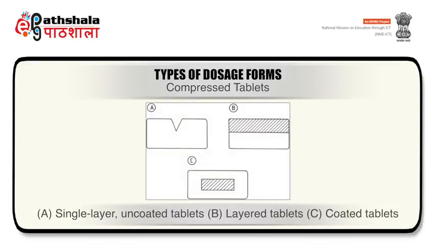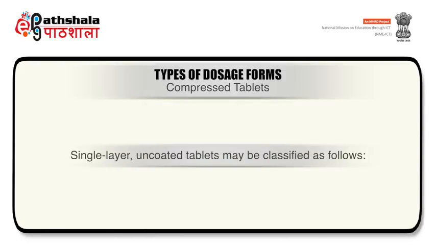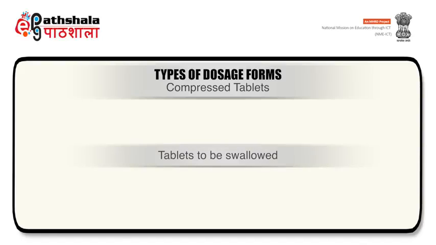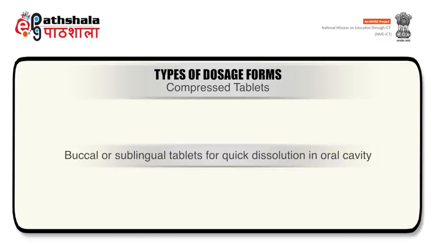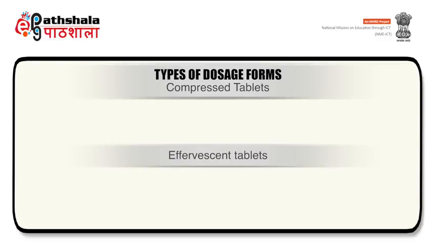Compressed tablets are divided into three main types, as shown also in the figure. First is single layer, that is uncoated tablets. Second is layered tablets. Thirdly, coated tablets. Single layer uncoated tablets may be classified as tablets to be swallowed, tablets that are to be chewed before swallowing, buccal or sublingual tablets for quick dissolution in the oral cavity, effervescent tablets, lozenges or troches, vaginal inserts, and pellets for parenteral implantation.